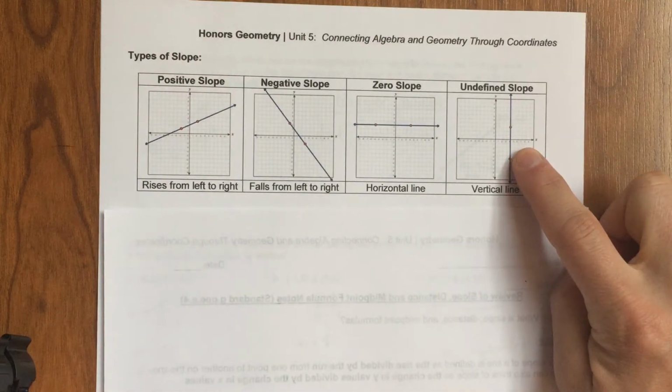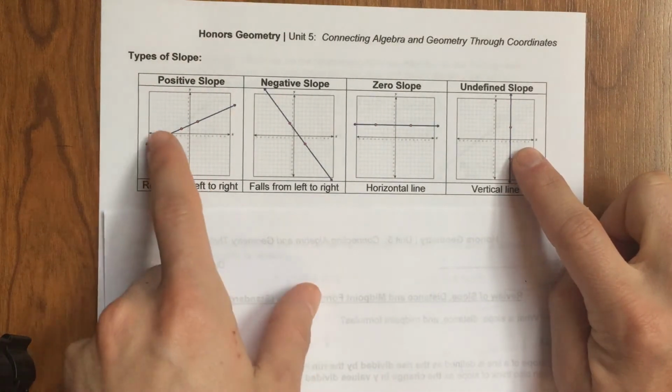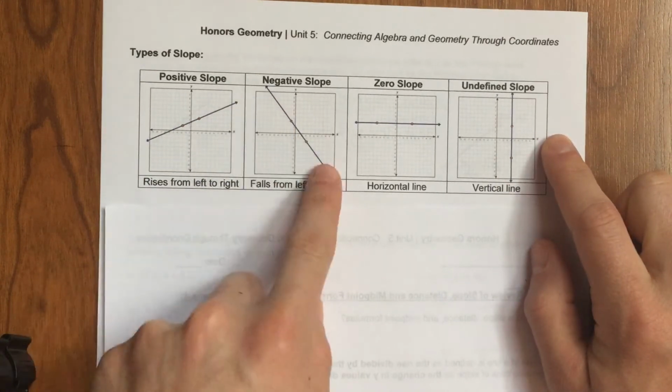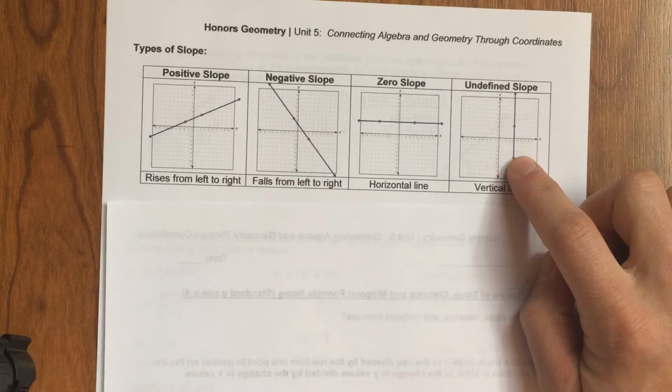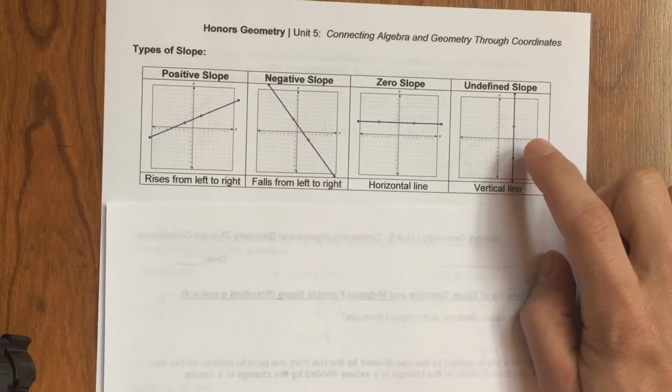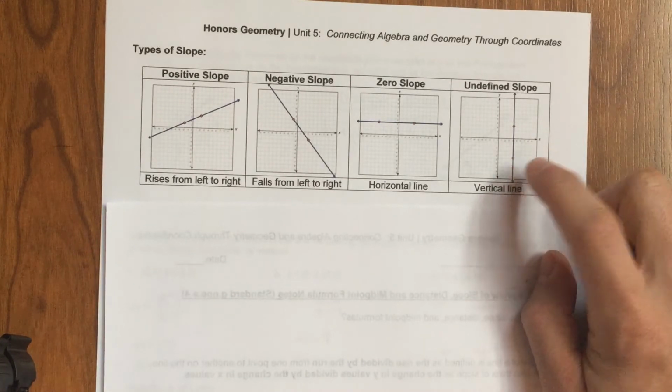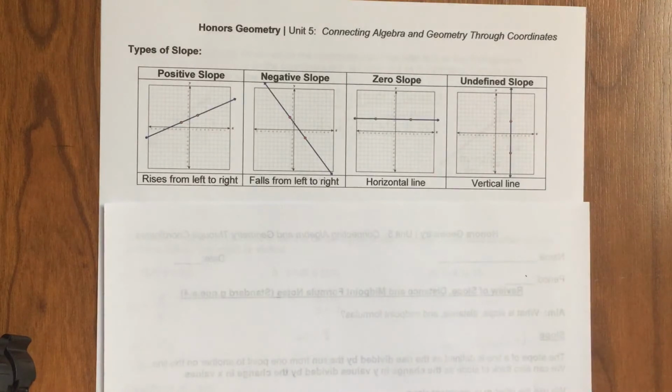Undefined. If we said we can walk uphill, we can walk downhill, we can walk on a flat surface, we can't go straight up and down in the air, right? We can't fly, unfortunately. So, undefined. All vertical lines have undefined slope, and we'll show algebraically why a line will have an undefined slope momentarily.